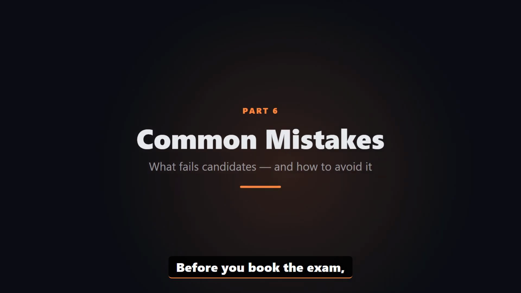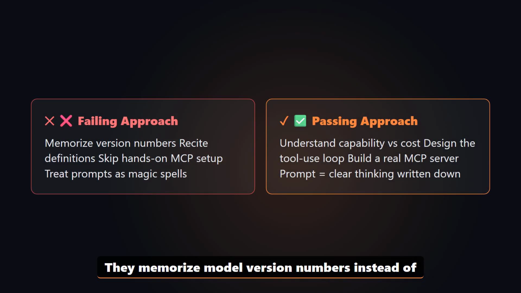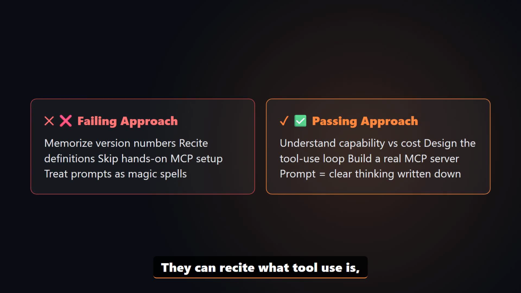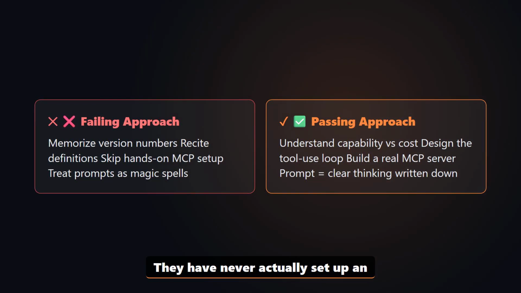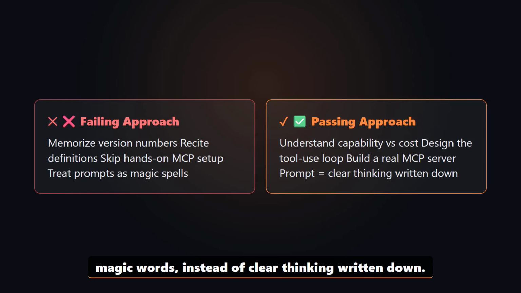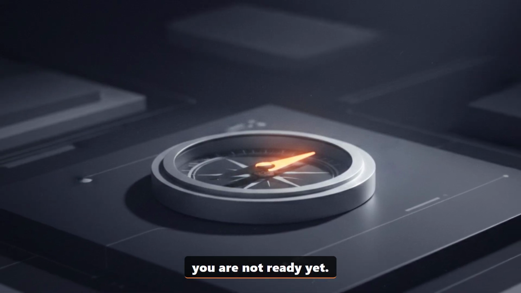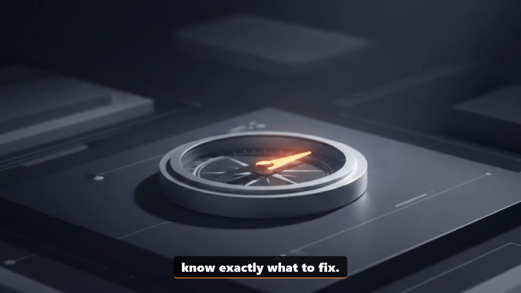Before you book the exam, here are the mistakes that fail people. They memorize model version numbers instead of understanding capability and cost. They can recite what tool use is, but cannot design the loop around it. They have never actually set up an MCP server, and they treat prompting as magic words instead of clear thinking written down. If any of those describe you, you are not ready yet. And that is fine, because now you know exactly what to fix.